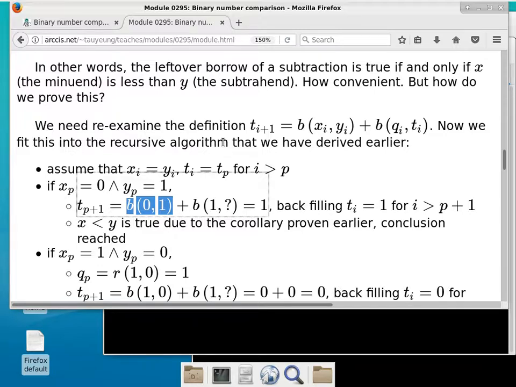M is the number of bits of the number. Is that okay? So we have shown that this is one way to end the whole process of comparison. And this also shows us why we can use the borrow flag, the overall borrow of a subtraction, to indicate whether an unsigned value is less than the other unsigned value. Is that okay? So this is one way we can come to a conclusion.